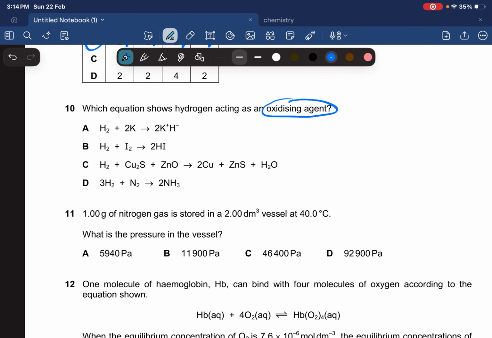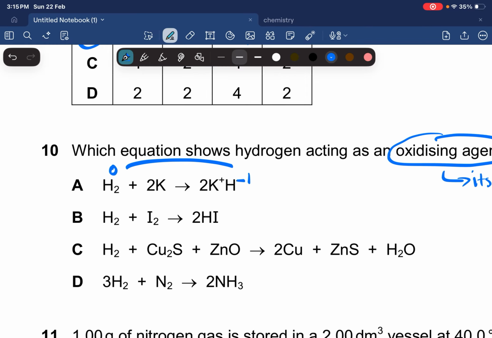Oxidizing agent means itself, it should get reduced. And when hydrogen gets reduced, it means it should gain electrons. So hydrogen should be gaining electrons. Its oxidation number should reduce. So over here, hydrogen is a 0. Over here, it's a negative 1. So this is from 0 to negative 1. What is this? This is a reduction. This is pure reduction. So option number A is going to be the correct answer.